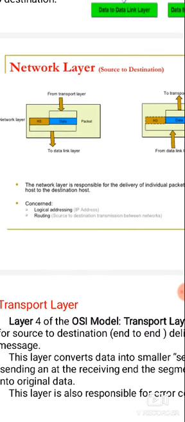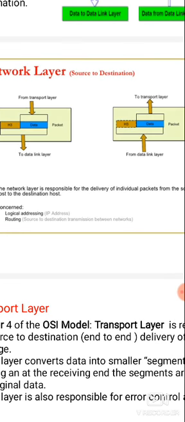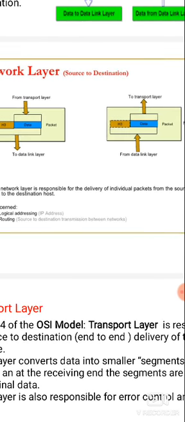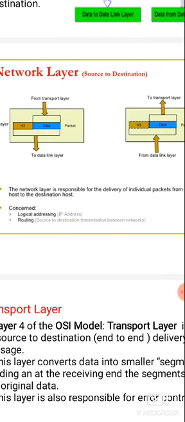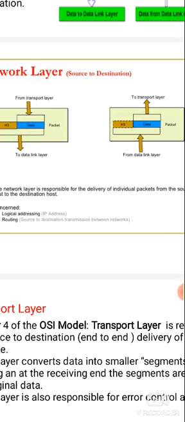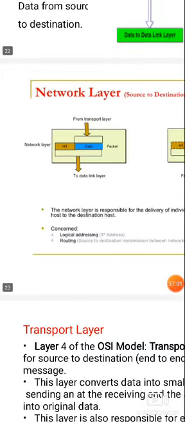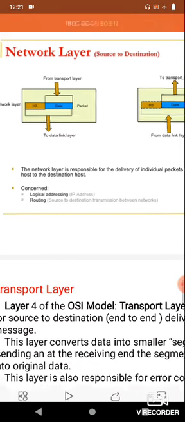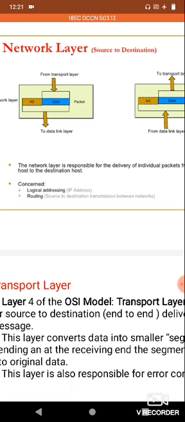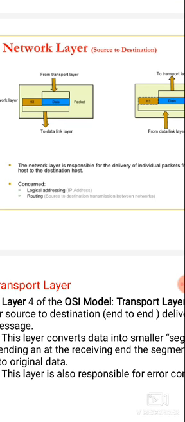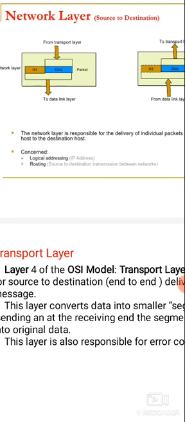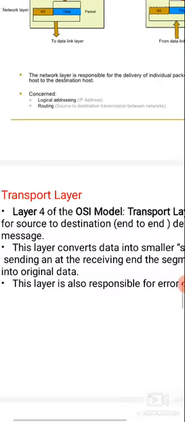In the OSI model, the physical layer deals with raw bit information. The data link layer contains the values in the form of frames, whereas in the network layer the data will be in the form of packets. Here the network layer is responsible for the delivery of individual packets from the source host to the destination host. It contains logical addressing, that is IP addressing, internet protocol addressing. Next, routing from source to destination, and transmission between networks.